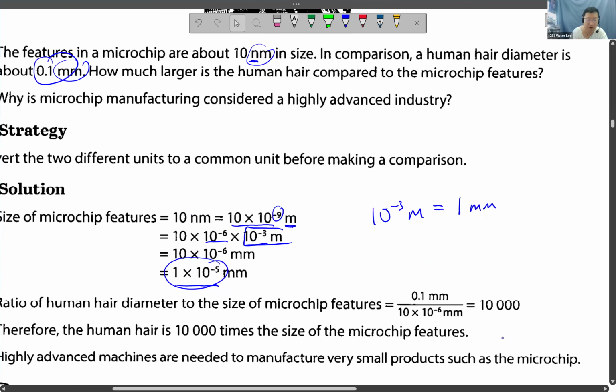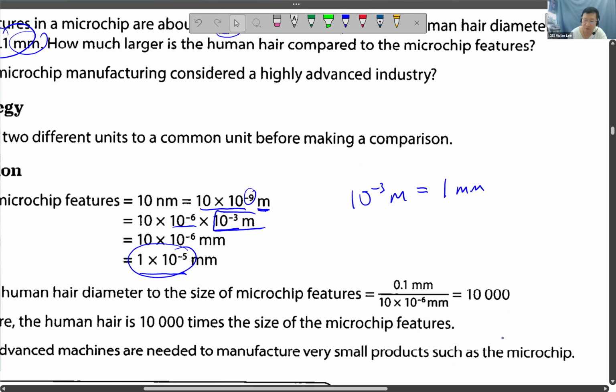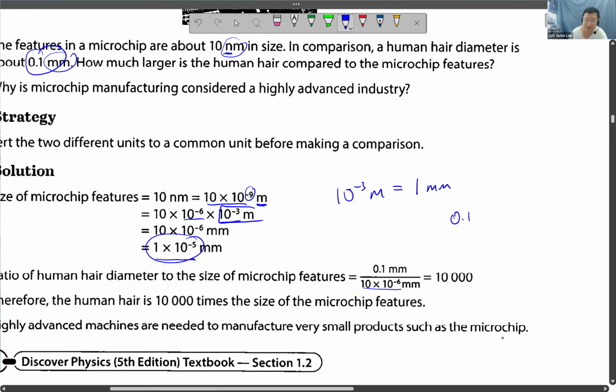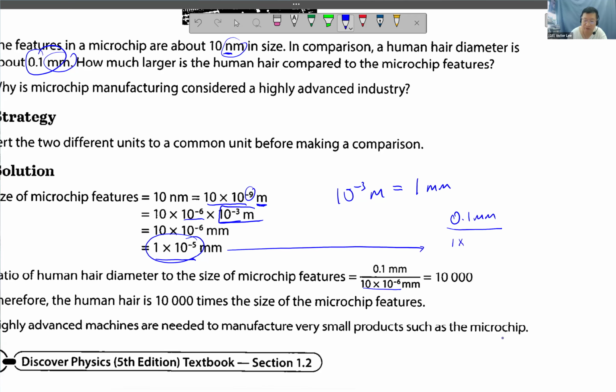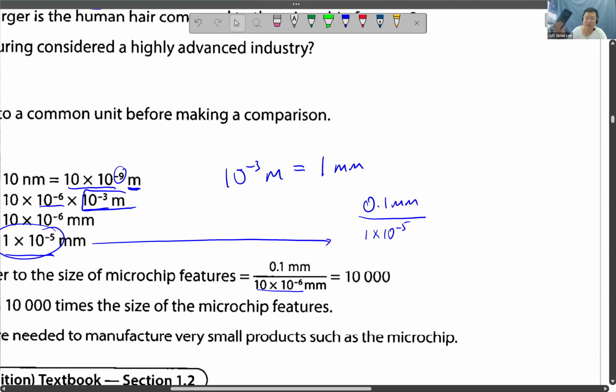Down here, actually, they shouldn't use this. You know what they use? They use the hair 0.1. They should divide by this. They should use 10 times 10 to the power minus 5. Like that. Is it okay? Now, how do you shift this thing? Of course, the fastest way you know how to do, never mind. Press calculator. Because they are both mm.